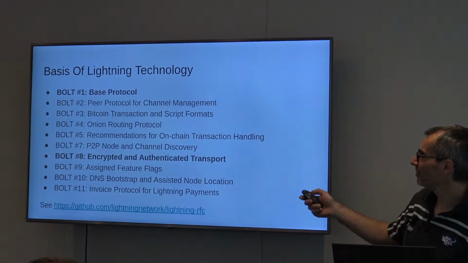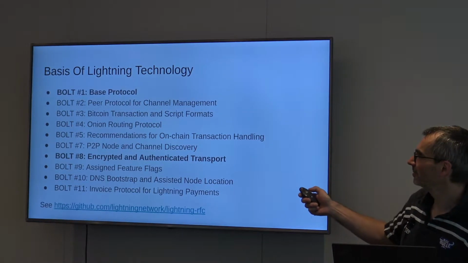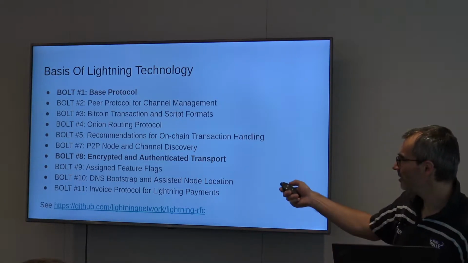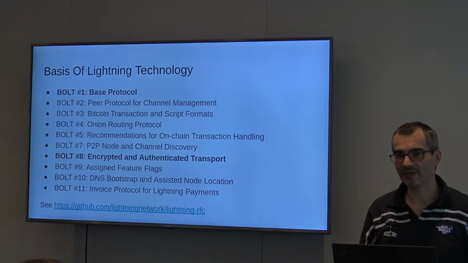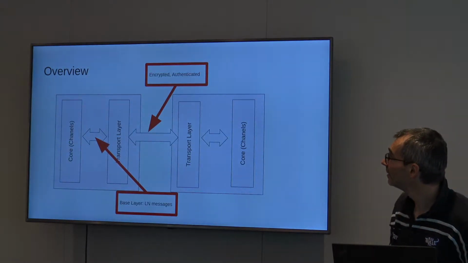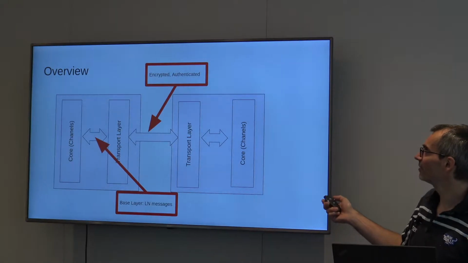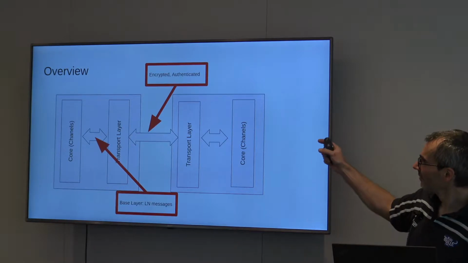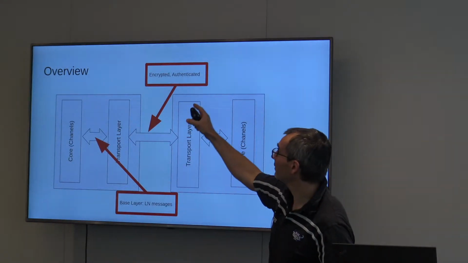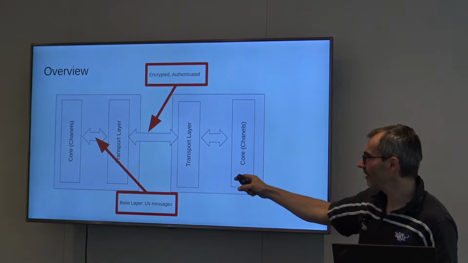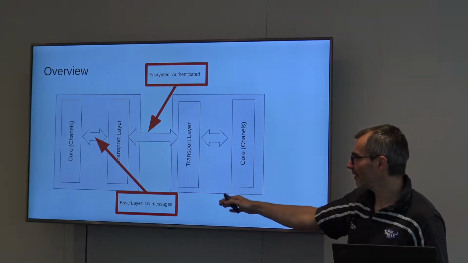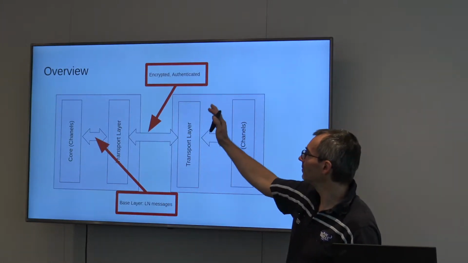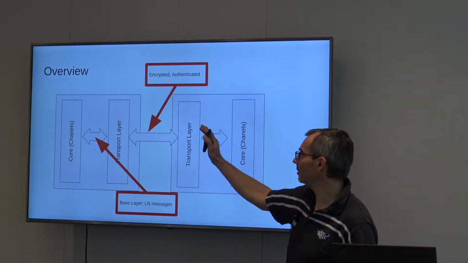So we've covered almost everything this morning. I'm just going to get back to the base protocol, Bolt 8, and maybe Bolt 9, because I don't think it's been mentioned a lot. So basically, this is the kind of communication we have in Lightning. You have a transport layer that encrypts and authenticates messages, and then you have a base layer that describes what kind of messages you actually use. And the two can be cleanly separated.